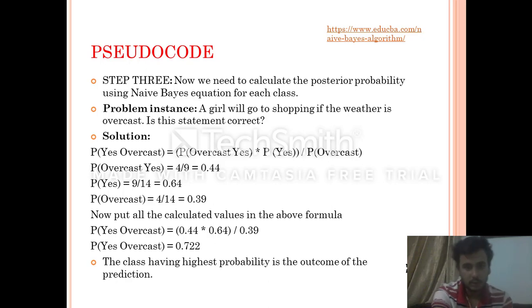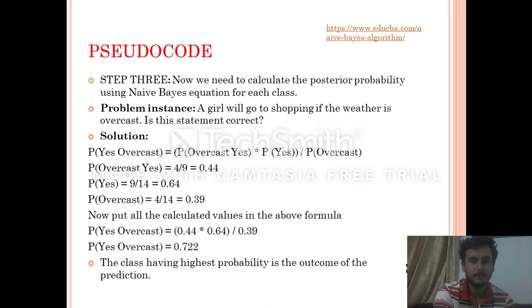It has been shown in the solution how to calculate the probability of yes. We calculated the probability of yes and then put it in the formula of conditional probability, and similarly we can calculate the probability for no. If the outcome of yes comes out greater than no, then the statement is correct, otherwise it is not correct.